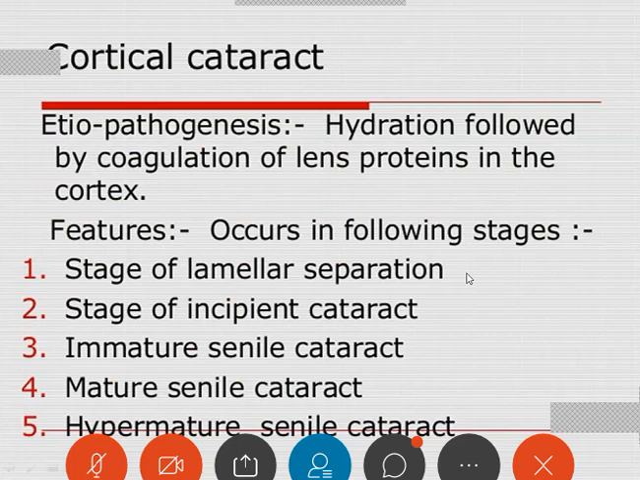And why does cortical cataract occur? It is mainly hydration followed by coagulation of the lens proteins in the cortex. And there are five stages I already discussed. Because of the hydration, any insult to the epithelium and the cortex will lead to lamellar separation. After separation, each individual lens fiber acts as a lens, and so polyopia or sometimes diplopia and all these conditions will occur.